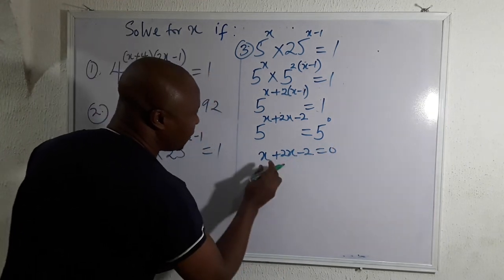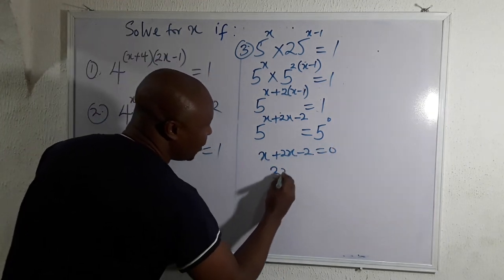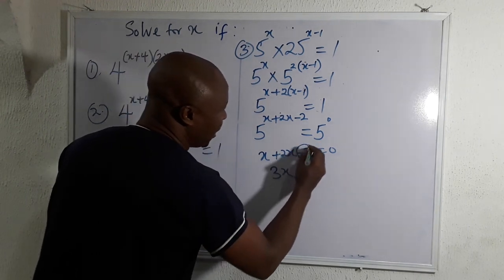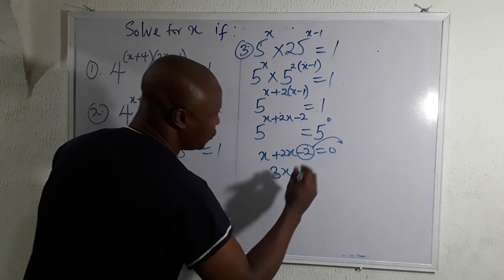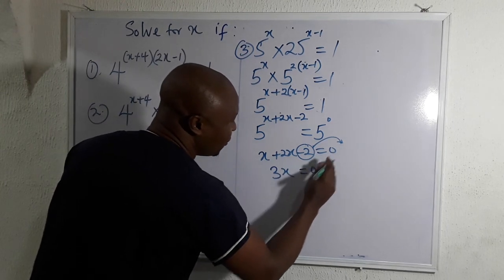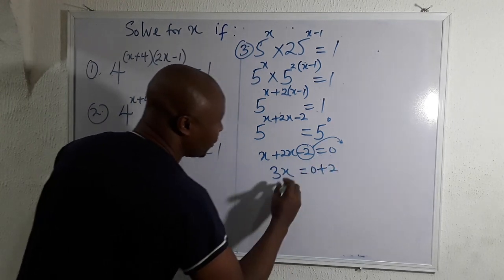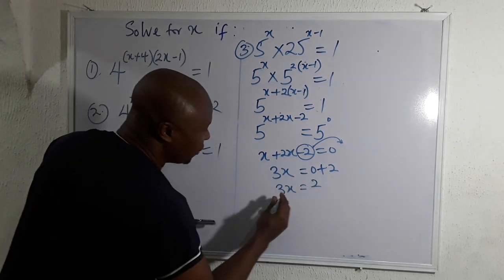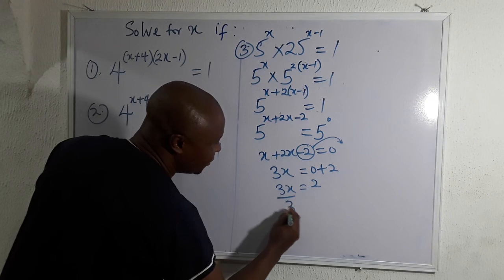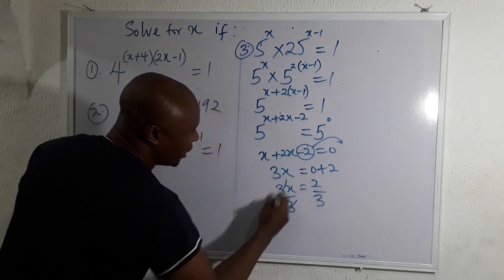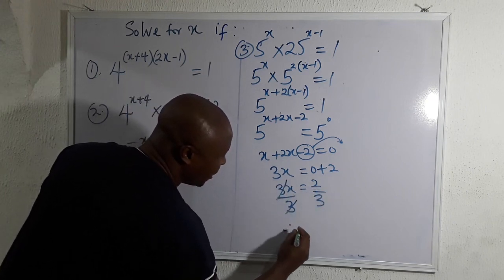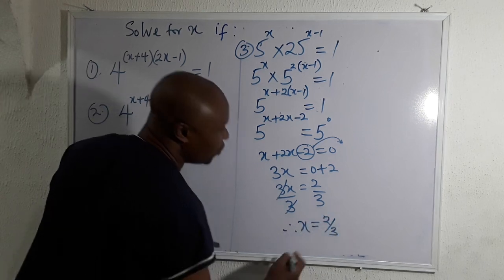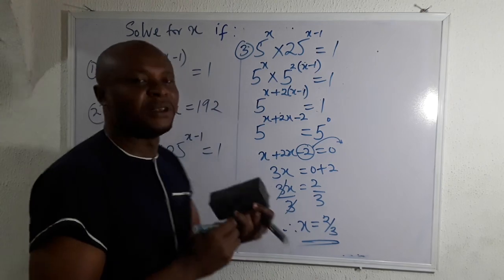Now we simplify this further. x + 2x is 3x. Now we move this constant minus 2 to the other side, it becomes plus 2. So 3x is equal to 0 plus 2, which is 2. Now to get the value of x, we divide both sides by 3. So this 3 cancels this 3. What you have is, therefore, x is equal to 2 over 3. So that's pretty much on this one.